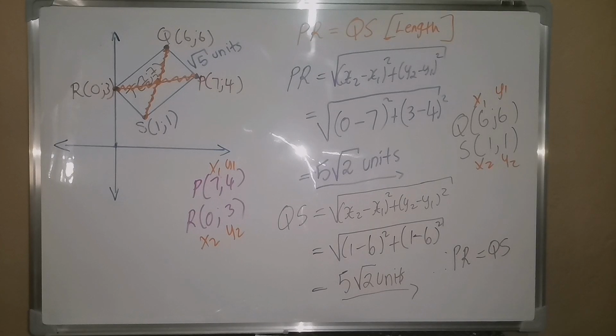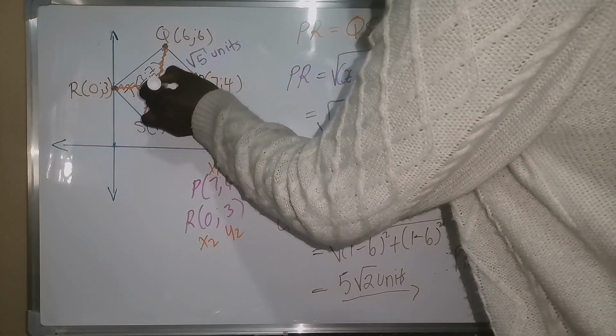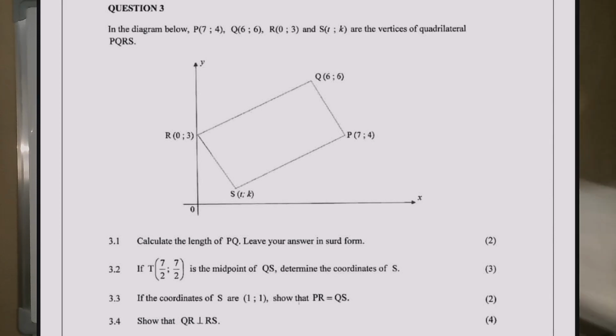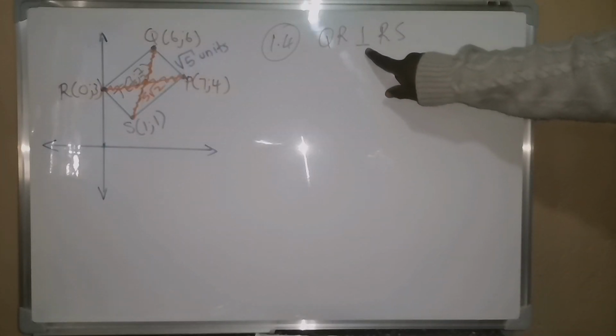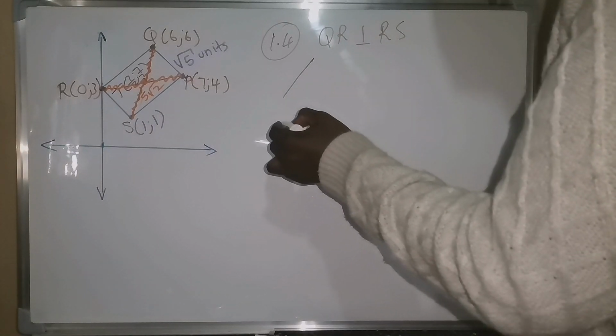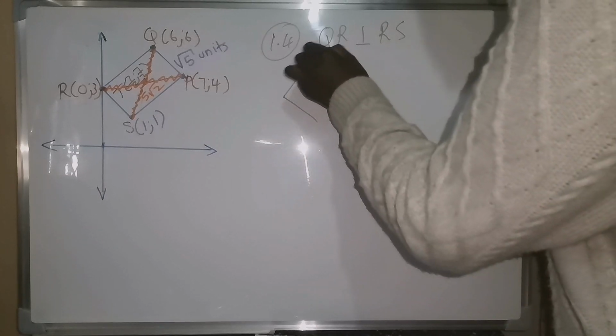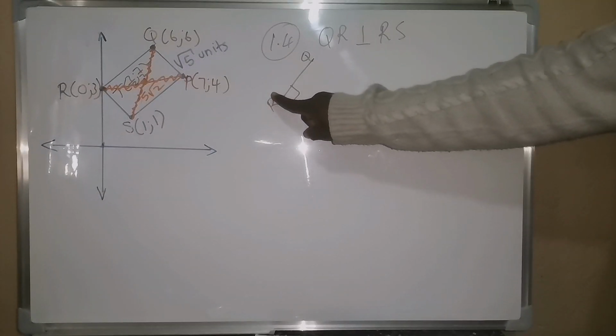So the length from here to there, they are the same, which is equal to 5 square root of 2. Show that QR is perpendicular to RS. Show this. How do we know when lines are perpendicular? Where is QR? Here's our QR, and here's RS. Now you need to know that this line is perpendicular to this line.